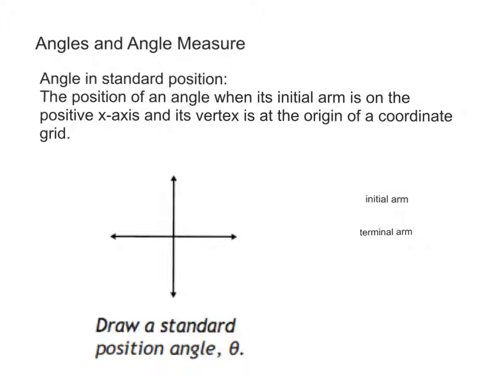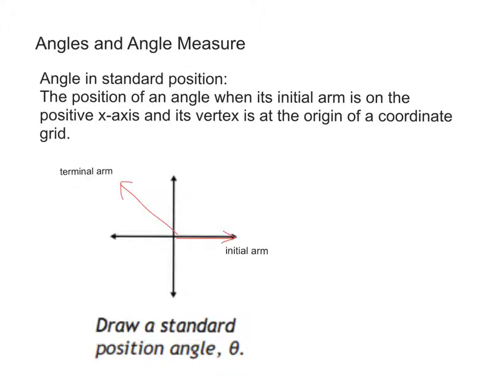So when we draw that, here's the initial arm, that red arrow, and it should be right on the x-axis. I drew it a little below, and then we can do a terminal arm wherever we want. I'm going to put it there.